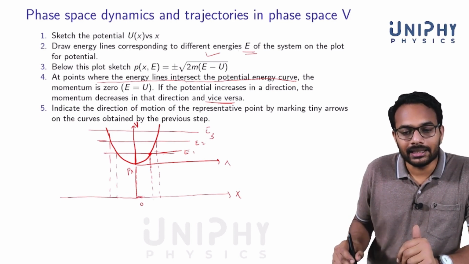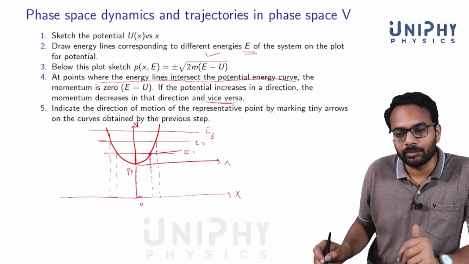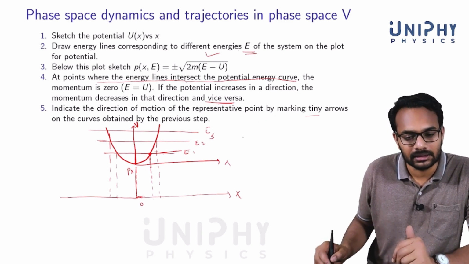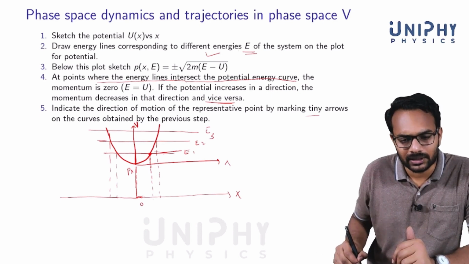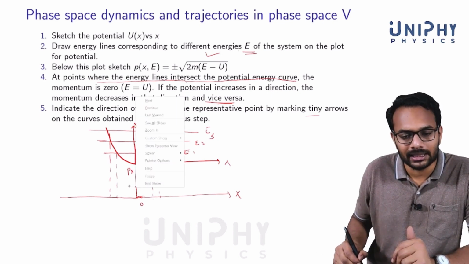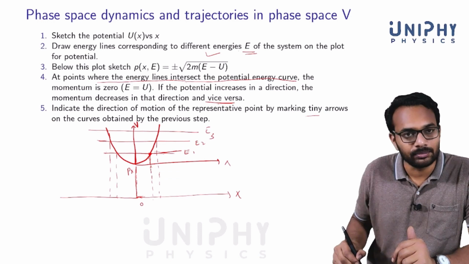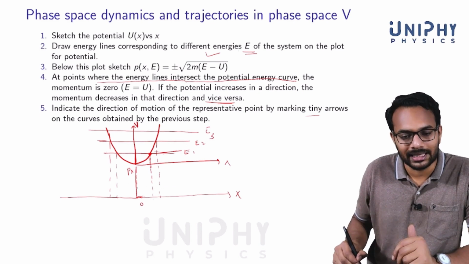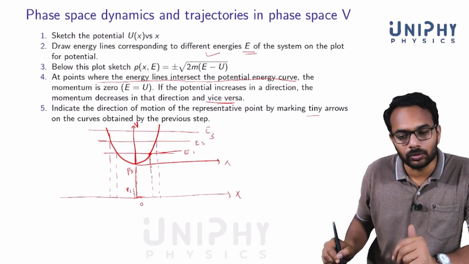Indicate the directions of motion of the representative point by marking tiny arrows on the curves obtained in the previous step. So we have to start somewhere. We could start anywhere in the phase space. Let's start at x equal to 0, with momentum equal to some value p1. We start here. What happens as you go towards positive x?